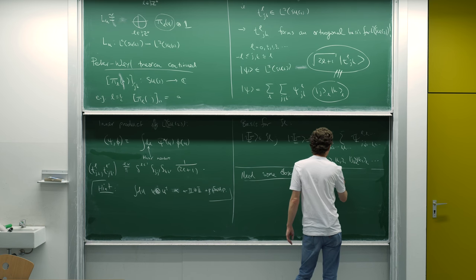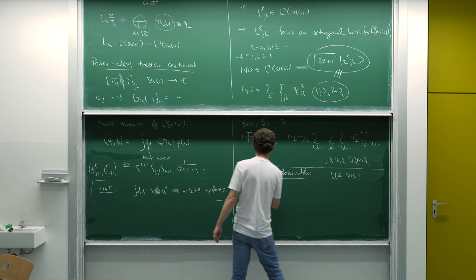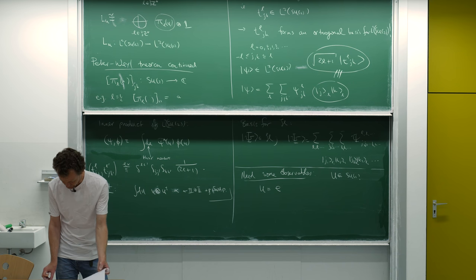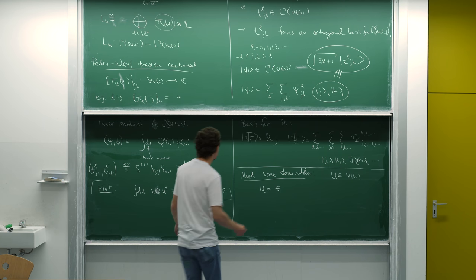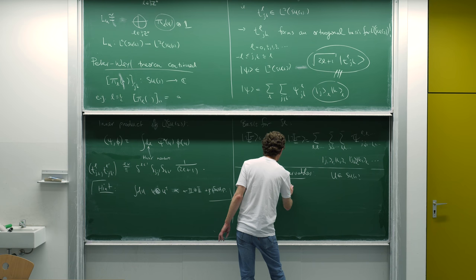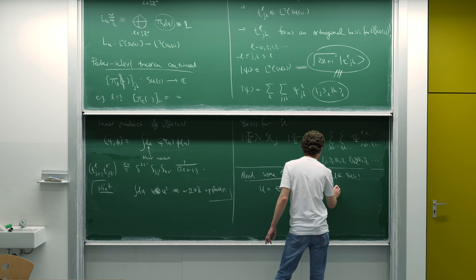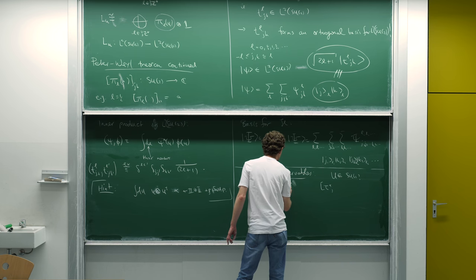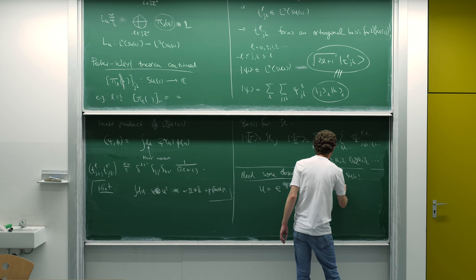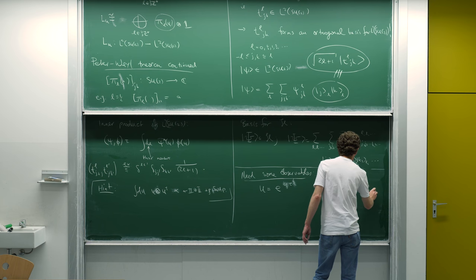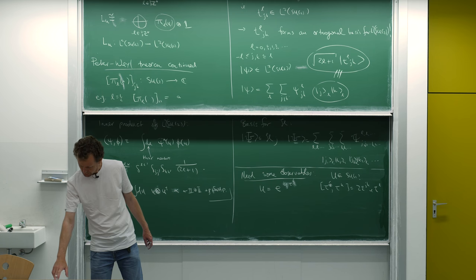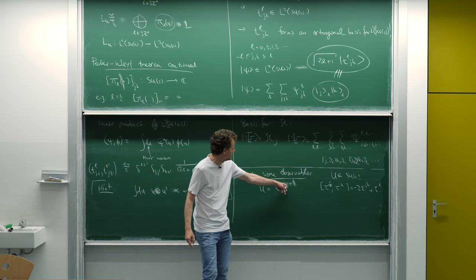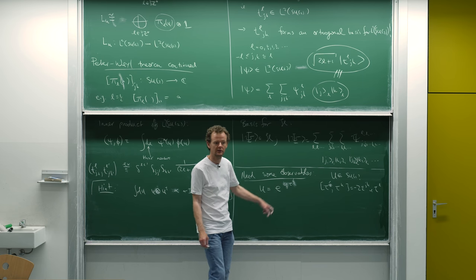So first, let's remember that if U is an element of SU2, then U is the exponential of some element of the Lie algebra of SU2. I want to get the numbers exactly right. So every 2x2 unitary matrix with determinant 1 can be written as the exponential of the sum of the three Pauli operators with some coefficient cj here. The cj are real numbers in this case.